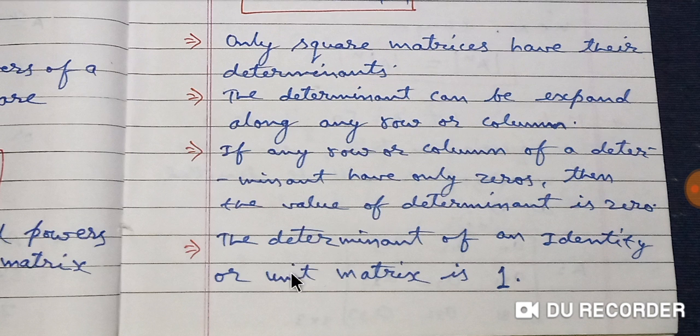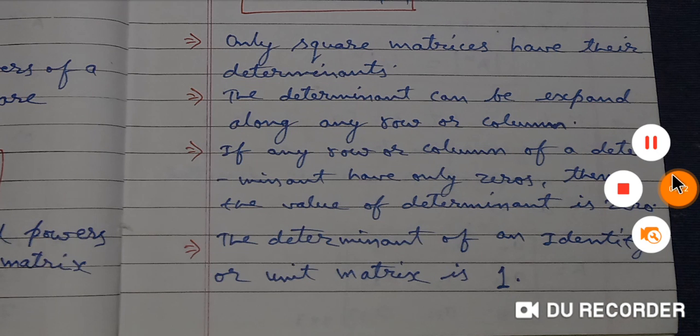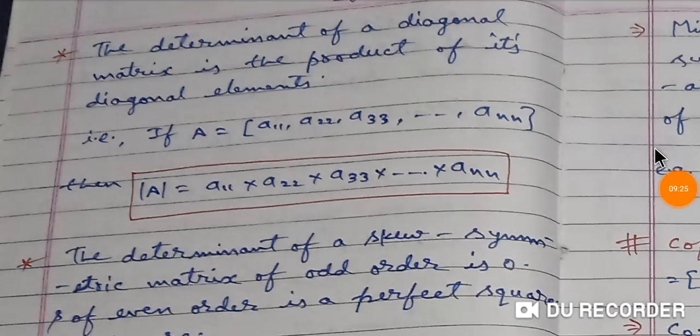Now the next point says that the determinant of an identity or unit matrix is 1. We became familiar with the identity or unit matrix in previous videos. The identity or unit matrix has its diagonal elements equal to unity, or 1. So when we find the determinant of an identity matrix, it is equal to unity. These are some properties of determinants.